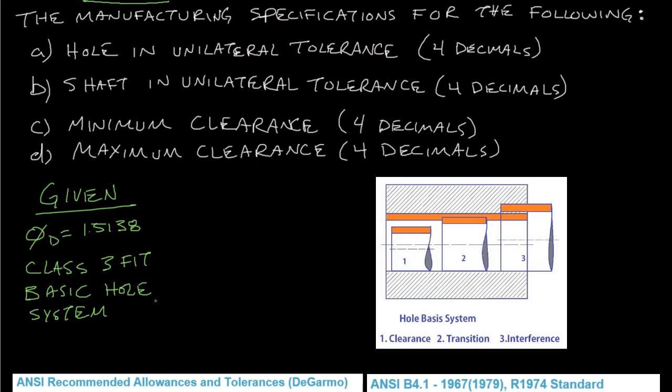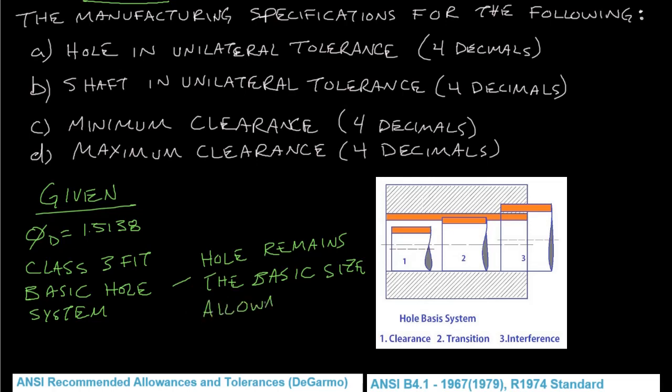So maybe we'll just abbreviate our thoughts here. So the hole remains the basic size. And the allowance is applied to the shaft. Okay, so now that we have all this information highlighted, we have a pretty clear roadmap of how to start answering questions A to D.